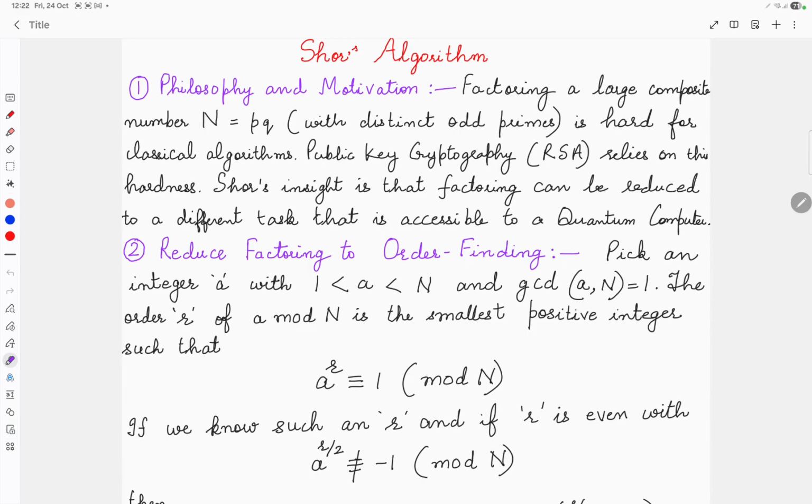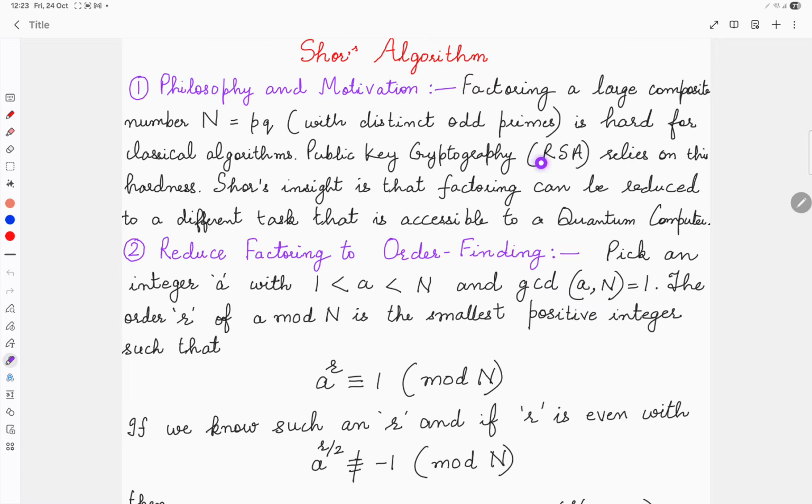Everybody, let us talk about Shor's algorithm, which is one of the very important quantum computing algorithms. Now, in this algorithm, factoring a large composite number, capital N, is hard for classical algorithms. Suppose you are given a large composite number N. If you want to find the factors of this number, then for classical algorithms, it is a very hard job. Because of this hardness, public key cryptography takes advantage of the fact that it is very difficult to find the factors.